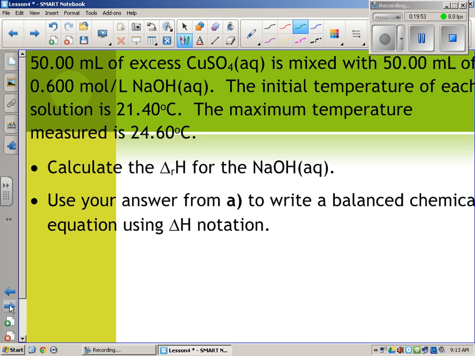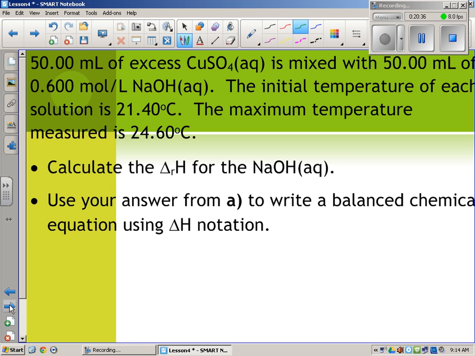This one here becomes a little bit more challenging. There's a lot of stuff here. This one says you're going to take 50 milliliters of excess copper 2 sulfate, basically CuSO4, and it's mixed with 50 milliliters. Just double check the numbers, maybe. I think so. Okay. The initial temperature is 21.4, and then it's going to go up to 24.60. Calculate the delta rH, molar enthalpy, for sodium hydroxide only, once again. Okay? And then you're going to write out a balanced chemical equation based on this reaction here.